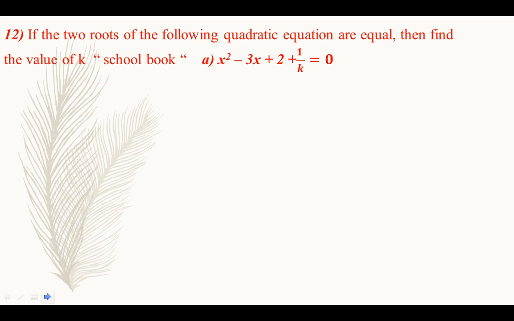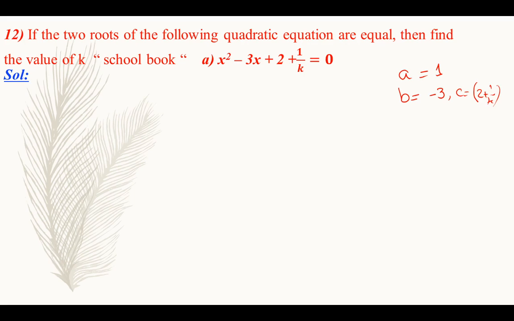If the two roots of the following quadratic equation are equal, then find the value of k. You can find this problem in the school book. Okay? Let's solve this example together first, then we are going to solve it again by using the PowerPoint. Here you can see that A equals 1. B is the coefficient of x, which equals negative 3. Here the free term C will be 2 plus 1 over k.